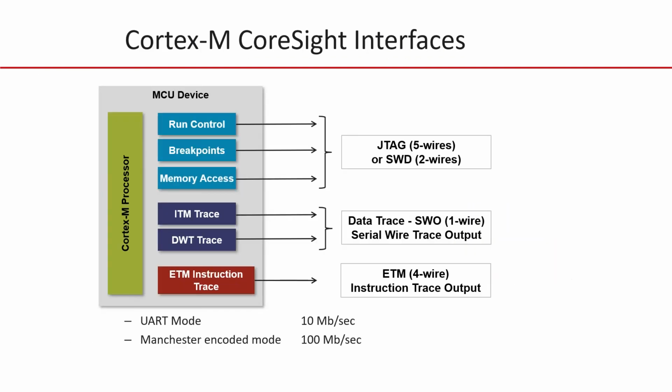And sorry, the one thing I should mention here as well, when we connect to these devices through the serial wire debug, there are actually 2 types of connection protocol that are supported. The first one is called a UART mode, and this is generally used by the lower cost tools. So that will allow a connection of up to about 10 megabits. There is a more advanced mode, a Manchester encoded mode, which will then run up to 100 megabits.